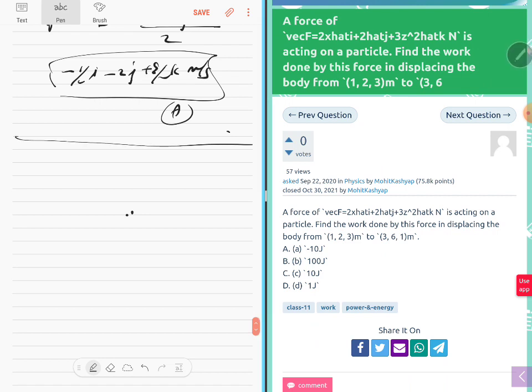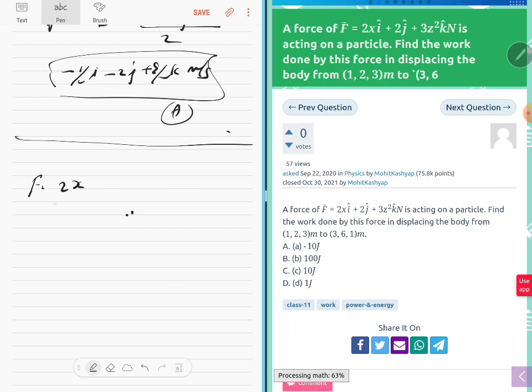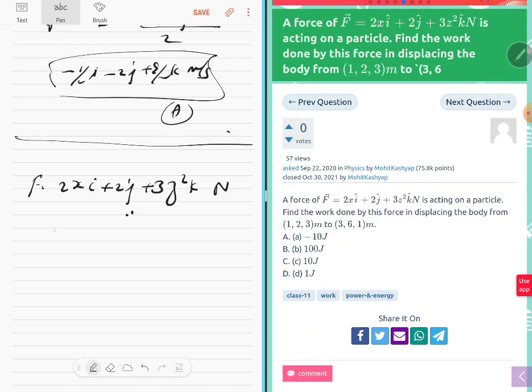So then next, this is the question. A force vector, the force is given by 2x i plus 2 j vector plus 3 z square k cap, this much Newton, is acting on a particle. The work done by this force in displacing the body from (1, 2, 3) to (3, 6, 1), let's find the displacement. 3 minus 1 is 2i plus 6 minus 2 is 4j plus 1 minus 3 is minus 2k. So that will be the displacement.